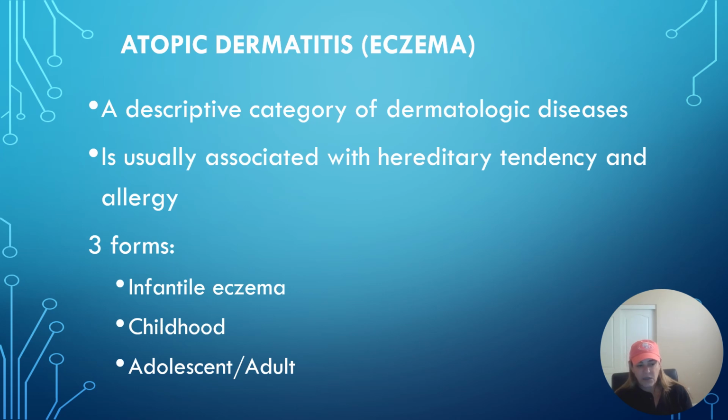Atopic dermatitis. So we're going to talk about what that is. It is a category of dermatologic diseases. It can affect anyone from infants to adults. They do come in 3 different forms, and each form has a slightly different presentation than the other forms. So we have infantile eczema, childhood eczema, and adolescent or adult eczema.